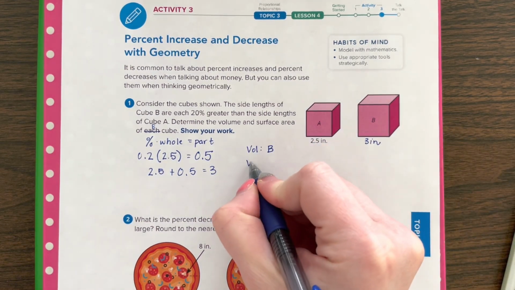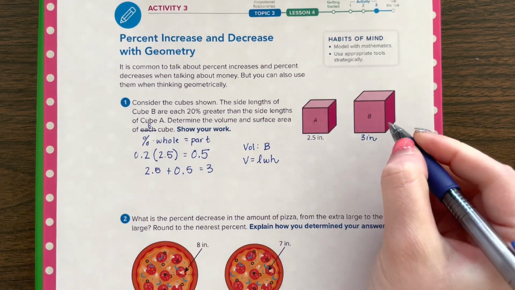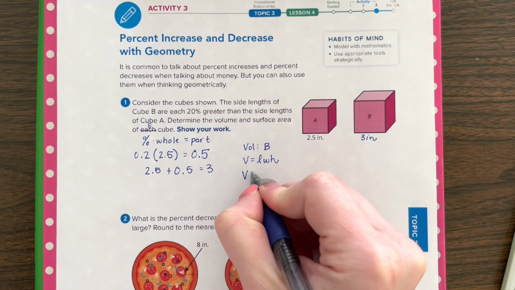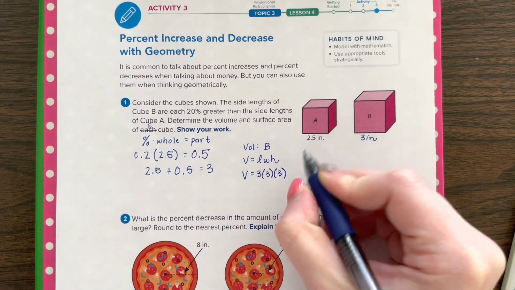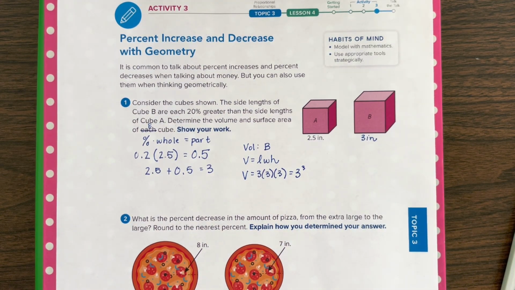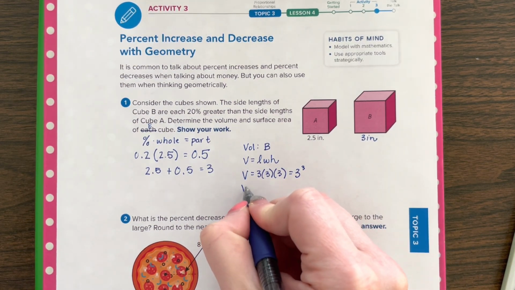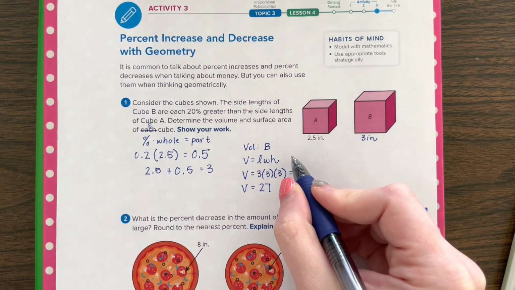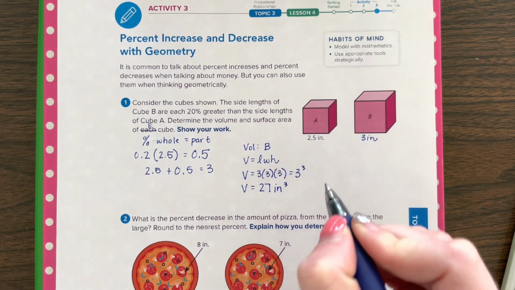Remember, to find volume, it is length times width times height. In this case, our length, our width, and our height are all 3. So our volume is 3 times 3 times 3, or you could rewrite this as 3 cubed. Either way works. 3 times 3 is 9, and 9 times 3 is 27. So our volume is 27, and we are talking about 3 dimensions, so that means it is inches cubed for our label.